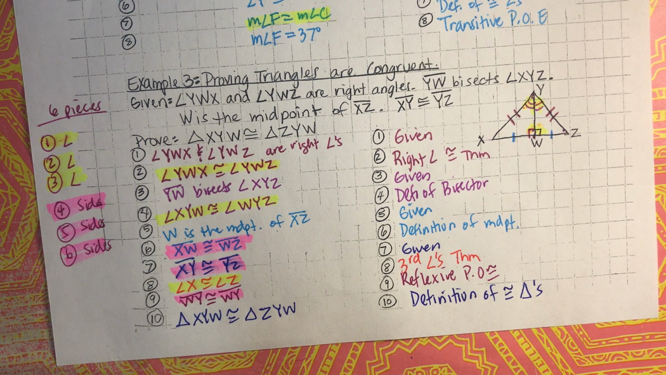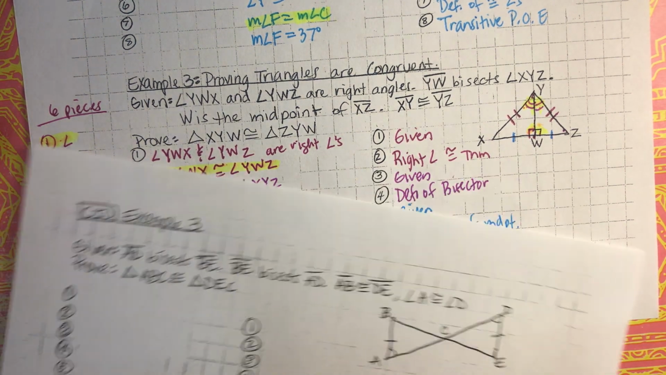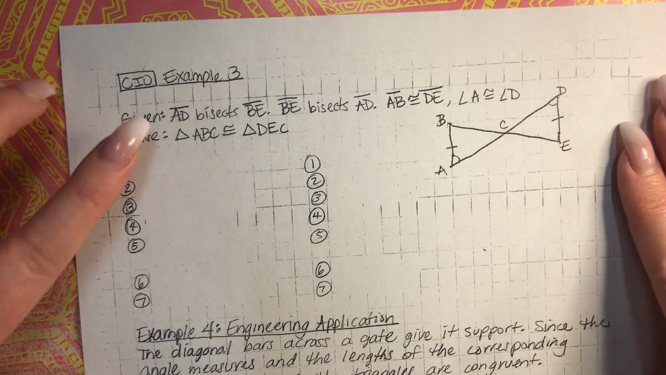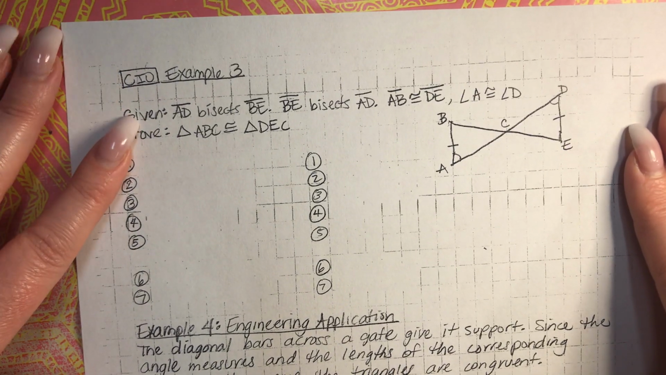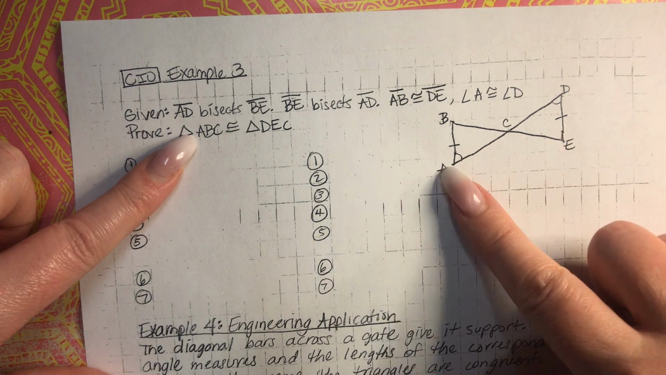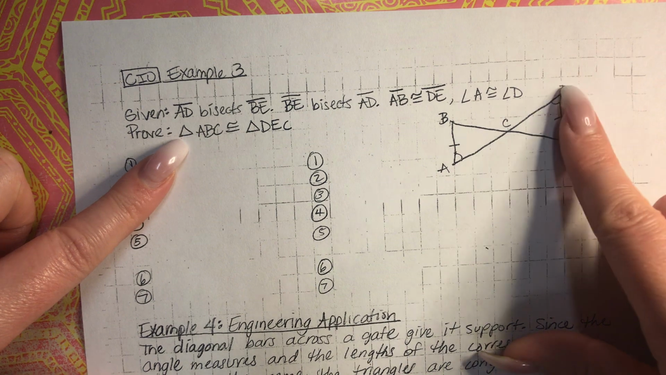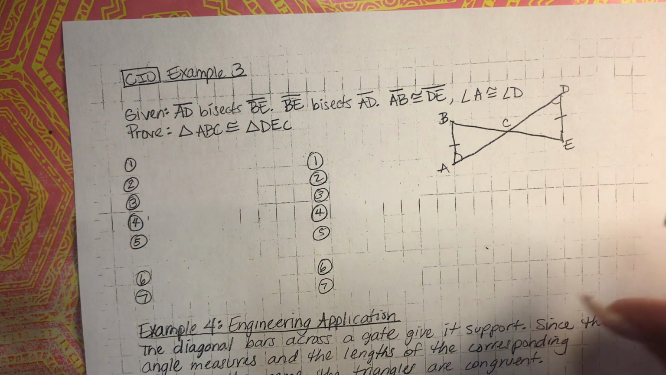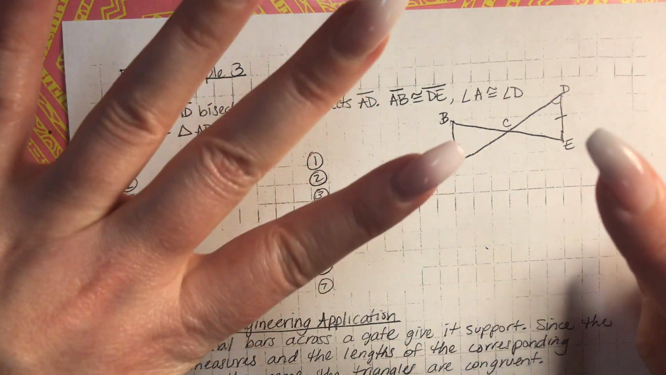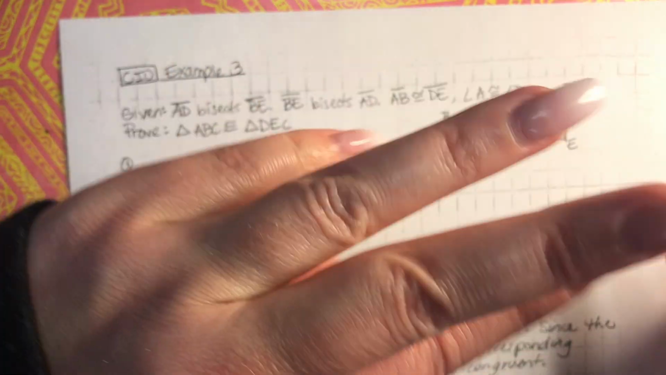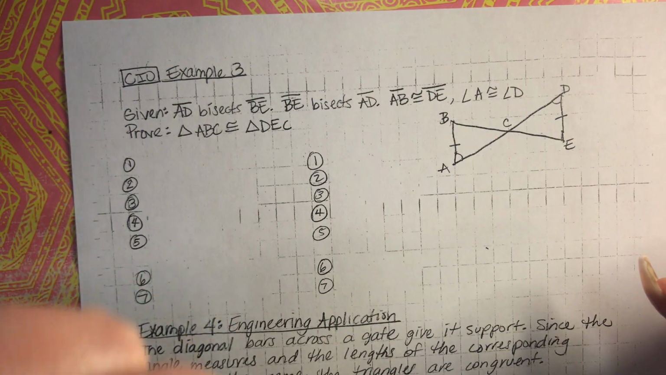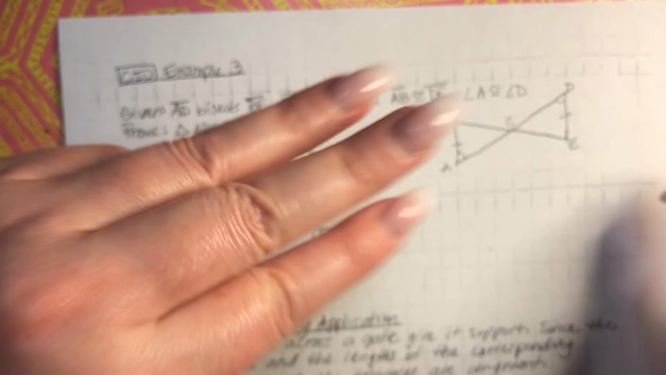Awesome. Okay, let's look at the next one. Check it out, example 3. So let's look at this problem. There's a lot of given information here, where you have this picture, and what you need to prove is that triangle ABC and triangle DEC are congruent to each other using the definition of congruent triangles. So remember, you need 6 pieces of information, 3 angles and 3 sides. 3 and 3 makes 6.